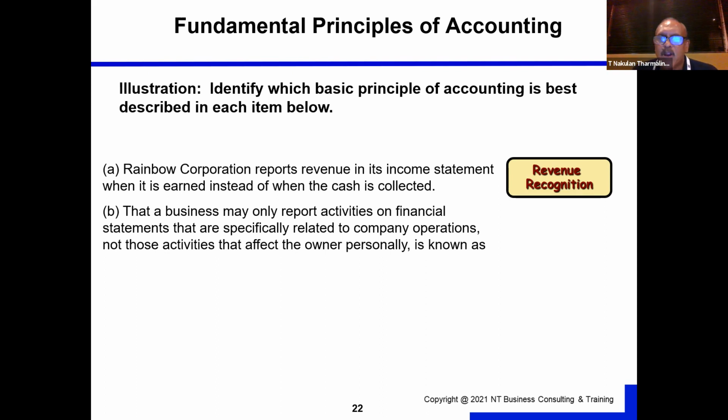A business may only report activities on the financial statements that are specifically related to the company's operations, not those activities that affect the owner personally. This is known as what? You've got to separate the business and the owner. Separate business entity? Correct. Separate entity concept, all right? Keeping them separate is very important, because when it comes to tax, your tax guys will haunt you if you've been charging things which are not related to the business, like having parties in your house and putting it into your business, okay? So those are very important things.